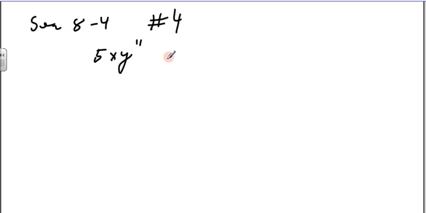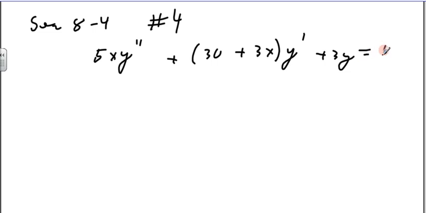Okay, now we're going to look at section 8-4, number 4. I have 5x y double prime plus 30 plus 3x y prime plus 3y is equal to 0. I look at that and I say, well, I do have a singular point at x is equal to 0 if I write the equation right. So I'm going to have to see if I have a regular singular point or not.